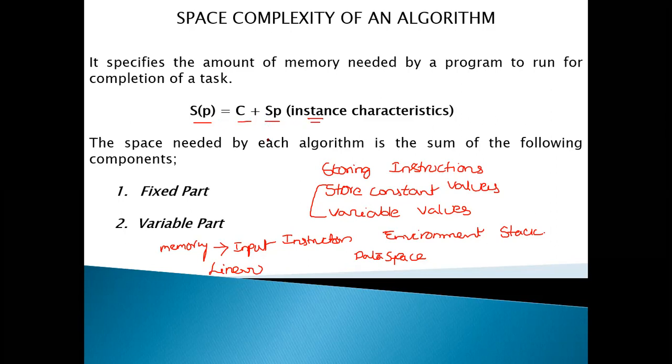Here there is a fixed part and a variable part. The fixed part is independent of the number of inputs and outputs. It includes instruction space, space for variables, fixed-size components, and space for constants. The variable part consists of component variables, reference variables, and recursion stack space. Recursion means a function calling itself. The environment stack comes under this part.